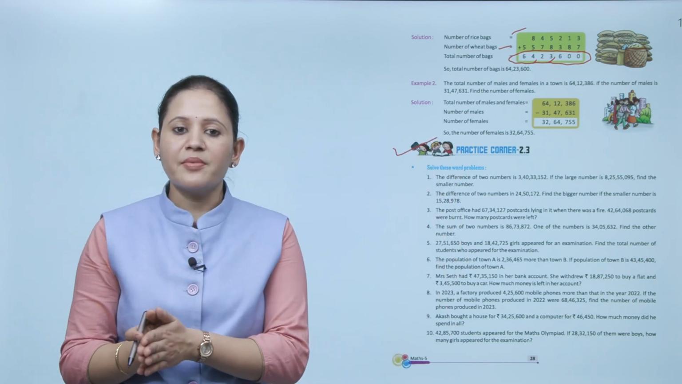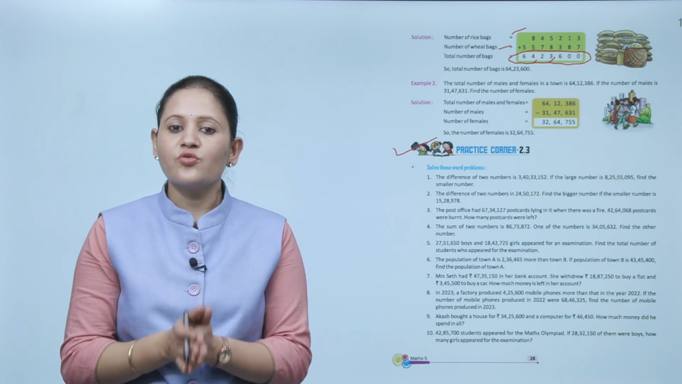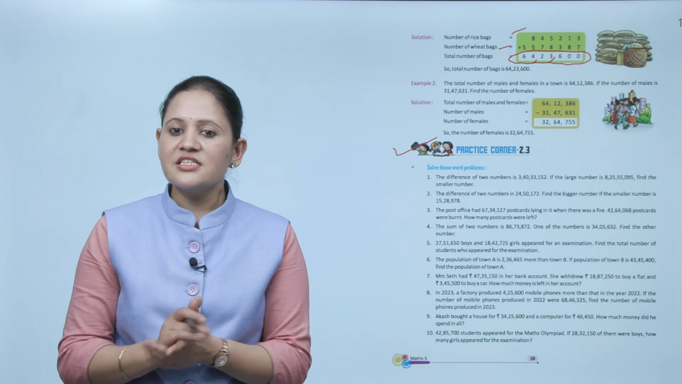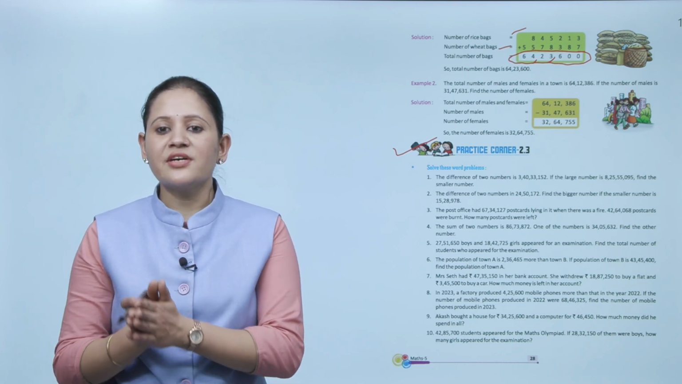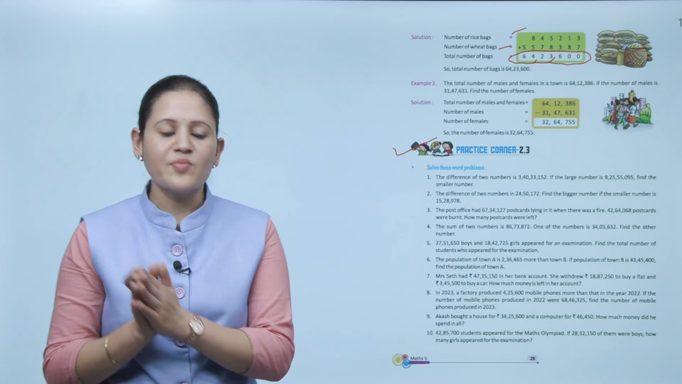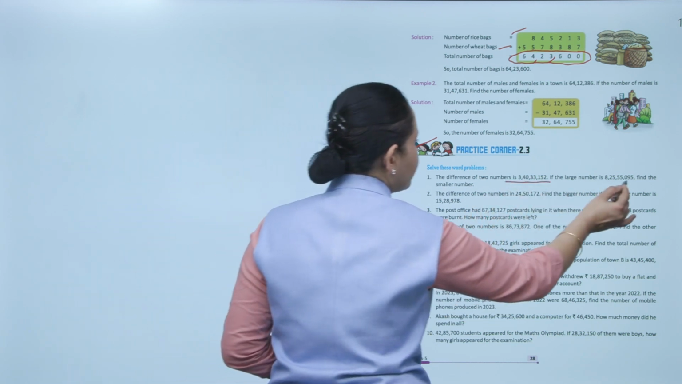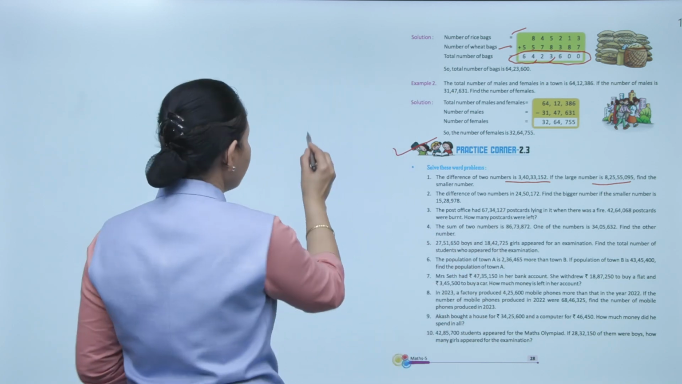Next is practice corner 2.3. Solve these word problems. The difference of two numbers is 3,40,33,152. If the larger number is 8,25,55,095, find the smaller number. So the difference is this and the larger number is this. So what we'll do? We'll subtract the difference from the larger number.